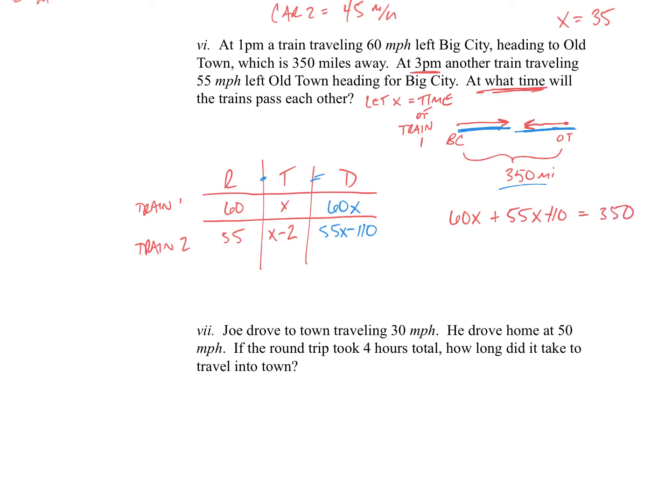And now I need to solve. So x equals 4, which means train 1 was traveling for 4 hours. So if train 1 left at 1 p.m., 4 hours later, then they must have passed at 5 p.m., right? 1 p.m. plus 4 is 5 p.m.